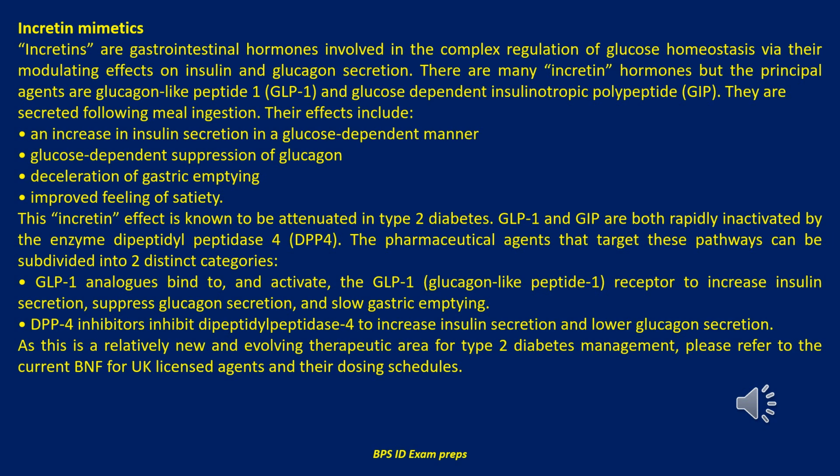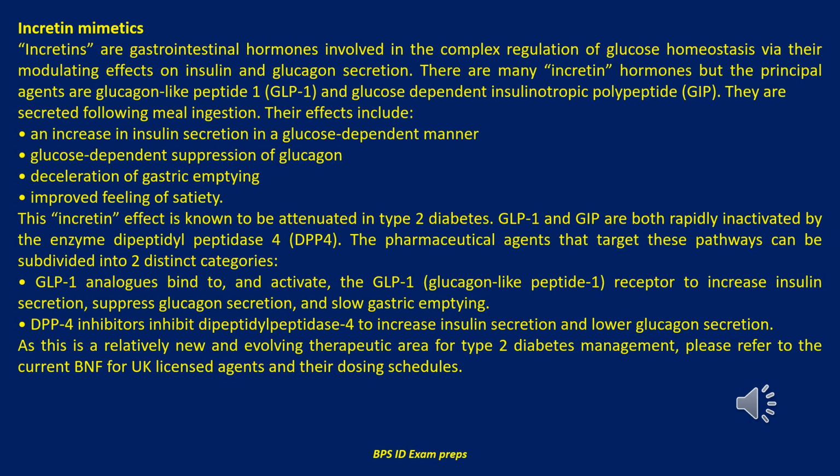Incretins are gastrointestinal hormones involved in the complex regulation of glucose homeostasis via their modulating effects on insulin and glucagon secretion. There are many incretin hormones, but the principal agents are glucagon-like peptide-1 abbreviated as GLP-1 and glucose-dependent insulinotropic polypeptide abbreviated as GIP. They are secreted following meal ingestion.